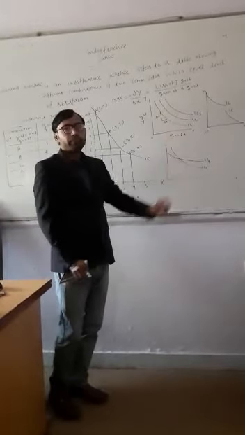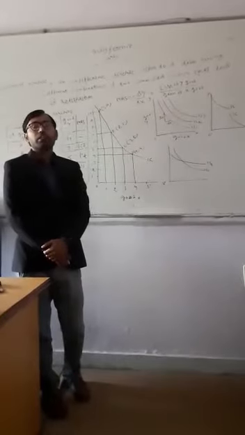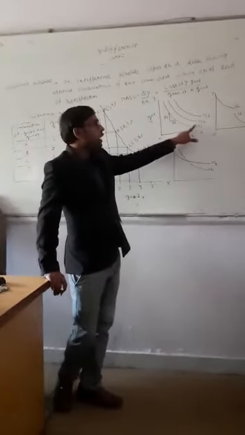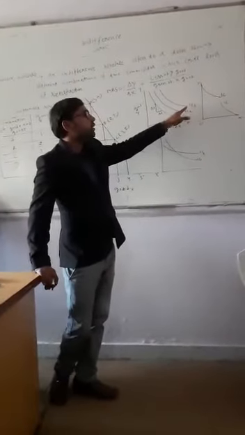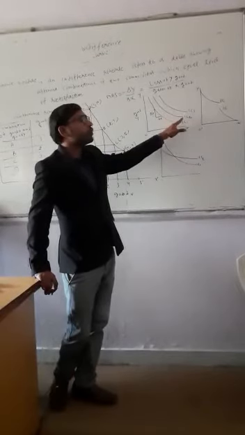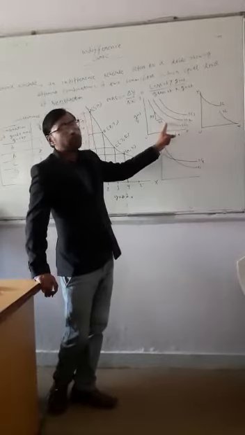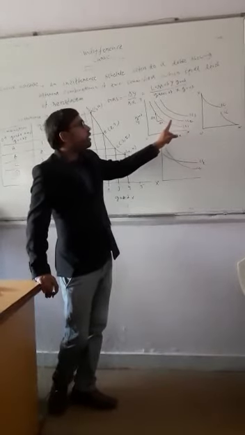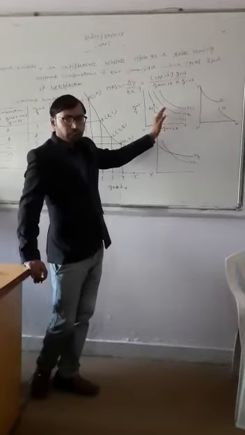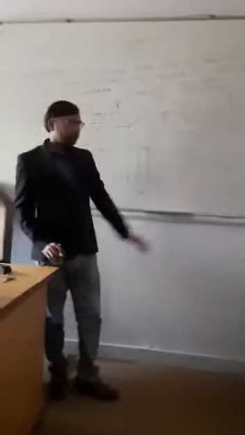Now the second property of the indifference curve is: the higher the indifference curve, the higher the level of satisfaction. This is called an indifference map. An indifference map is a set of indifference curves. In this, IC1, IC2 and IC3. We get more satisfaction on IC3 as compared to IC2 and IC1. IC2 gives more satisfaction as compared to IC1. So the higher the indifference curve, the higher the level of satisfaction.